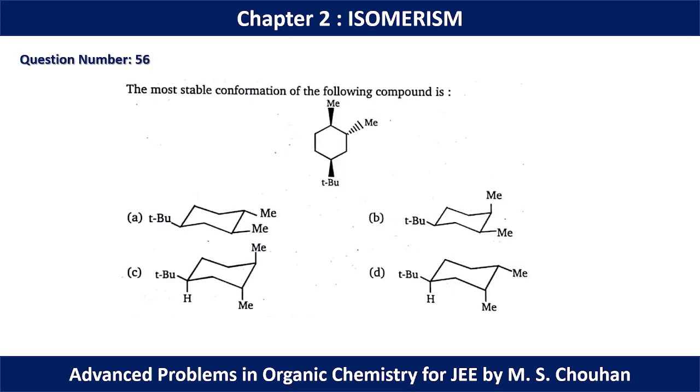In question number 56, the most stable conformation for the following compound is, we have to make the cyclohexane form. As we know, we have a tertiary butyl group and a methyl group present here. We have to place the tertiary butyl group in an equatorial bond because the equatorial position is the more stabilizing position, as in this position we cannot have 1,3 diaxial interaction. So first of all we place the tertiary butyl in the equatorial position, and in this 1,4 position, the methyl group is on the same side as the tertiary butyl.